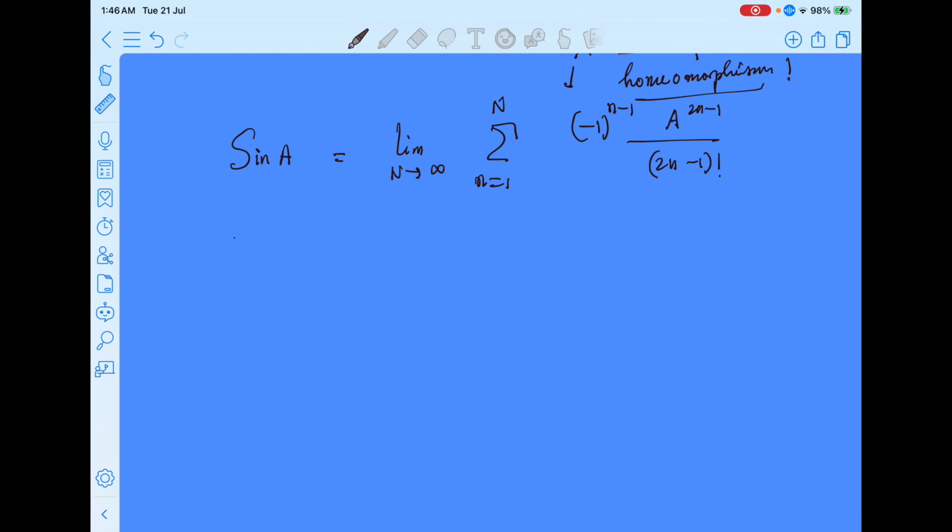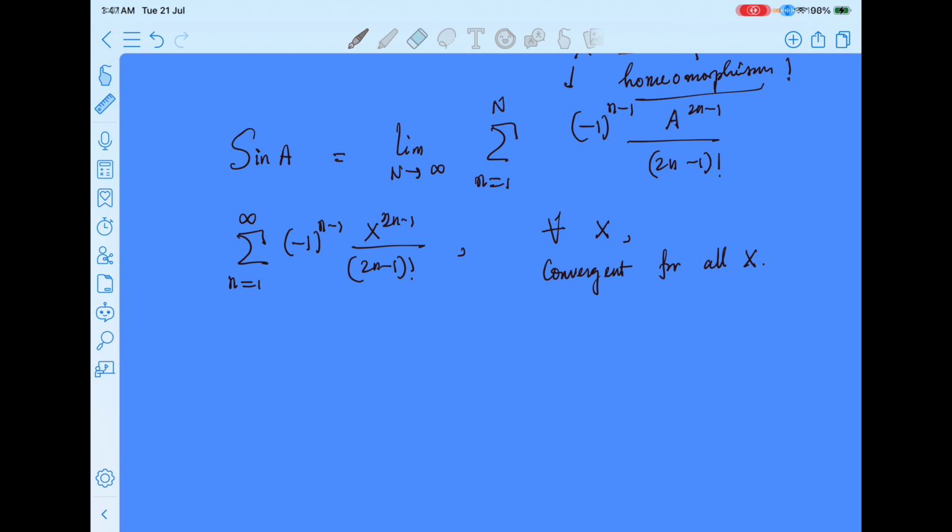So we know this sum n from 1 to infinity, minus 1 to the power n minus 1, x to the power 2n minus 1 divided by 2n minus 1 factorial. This is convergent for all x, right? This is convergent for all x. This is true. Okay, so here we will use complex numbers.